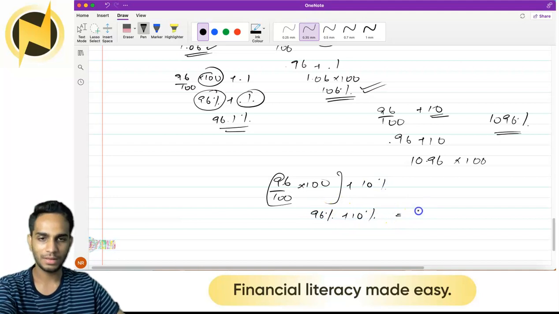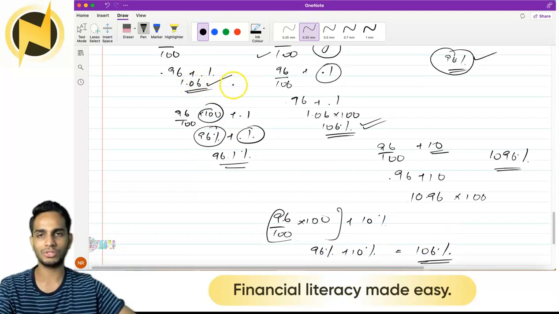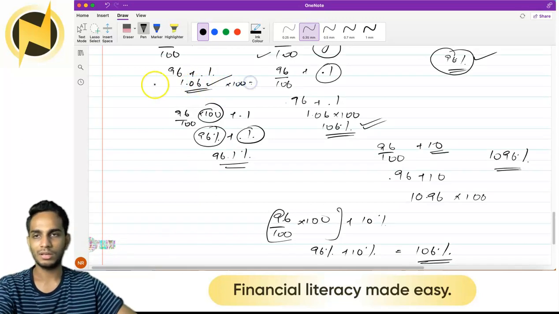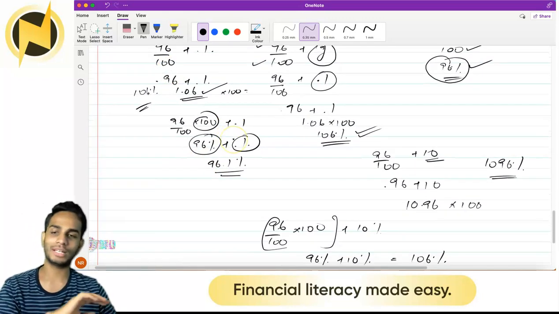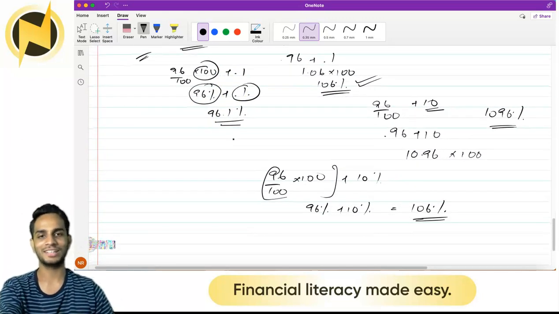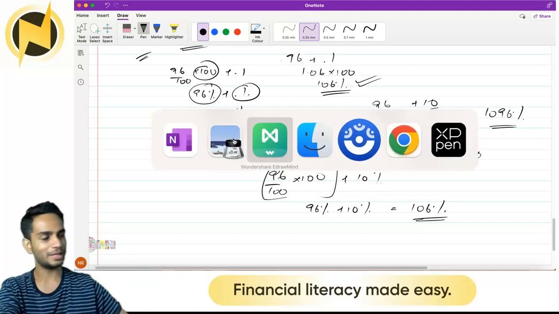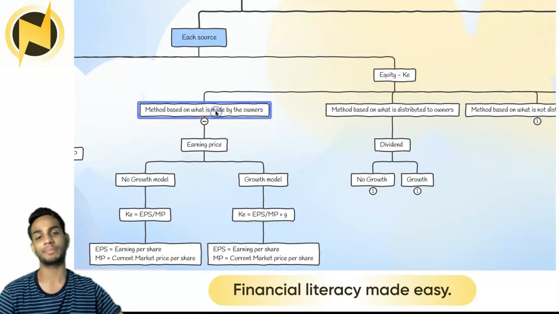That is 106%. Correct answer. 1.06. 1.06 into 100 is 106%. Correct. So either follow decimal everywhere or follow percentage everywhere. Okay, so that's all for equity shares. Equity shares cost of capital is computed based on earning price.